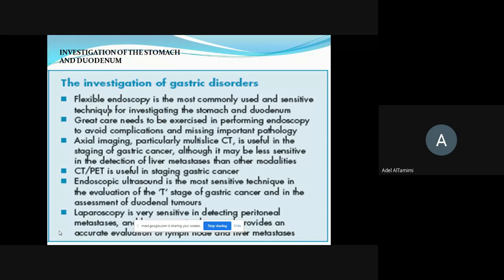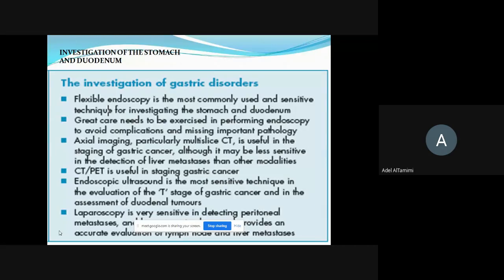The other technique is endoscopic ultrasound, when we have a small probe introduced through the endoscope. We can detect some pathologies related to the gastric and perigastric diseases. This is a more sensitive technique in the evaluation of the T stage of gastric cancer, because later we will learn that the T stage depends on the thickness of the gastric wall.